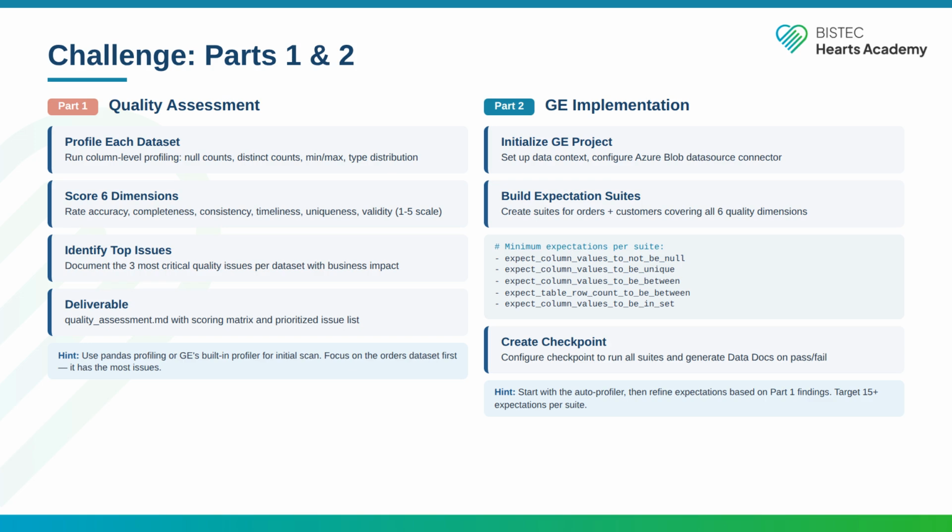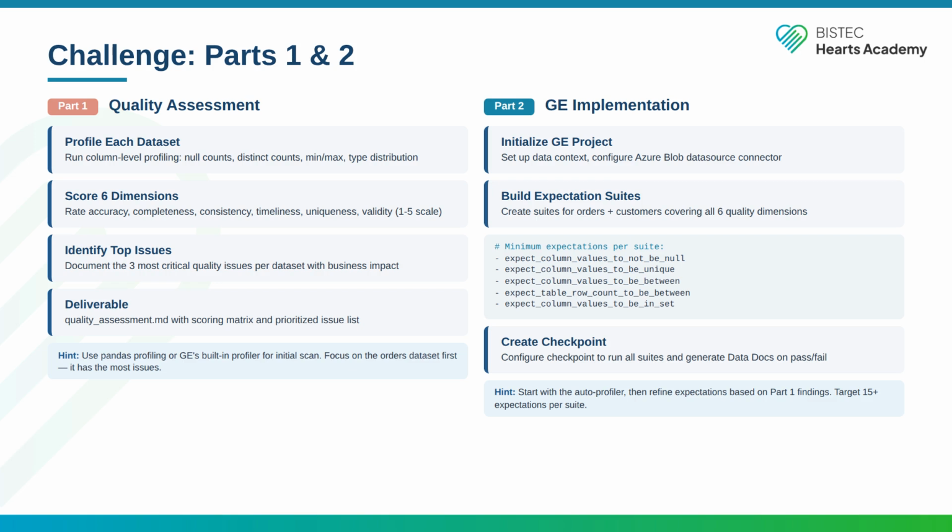The order ID column has 2% nulls, is a technical finding. 2% of orders cannot be tracked through the fulfillment pipeline, causing $50,000 in monthly revenue leakage is a business impact. That's the level of thinking we're looking for. Your deliverable is a quality assessment markdown file with the scoring matrix and prioritized issue list.